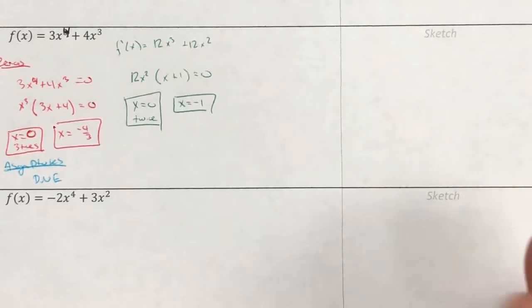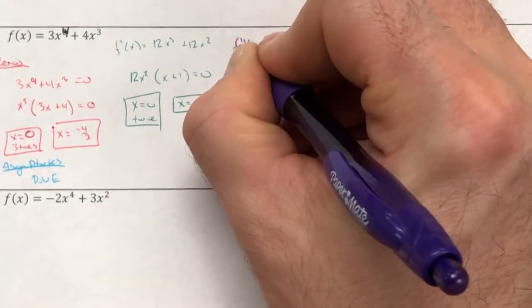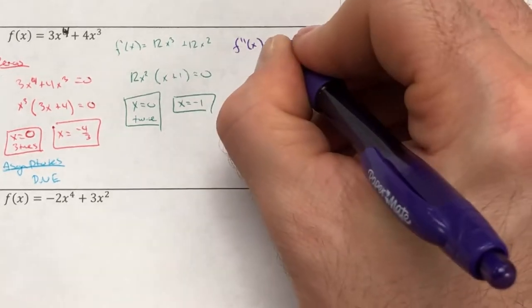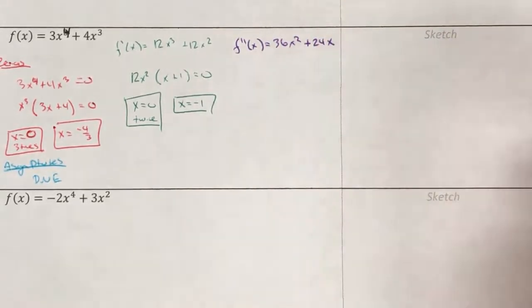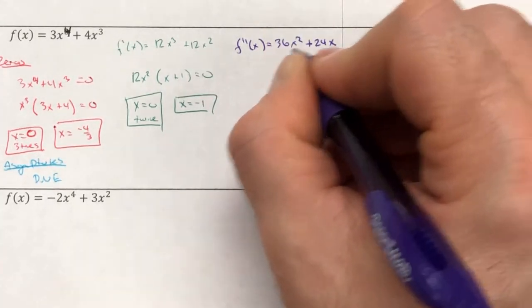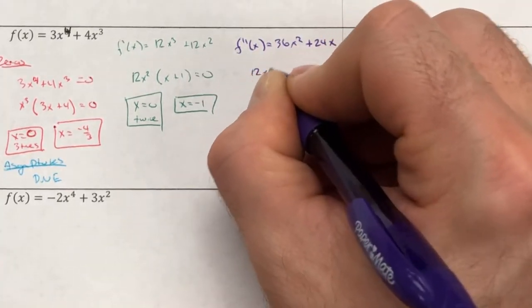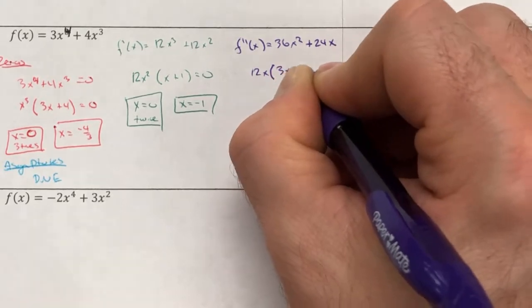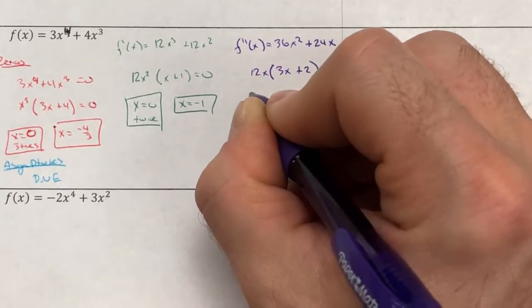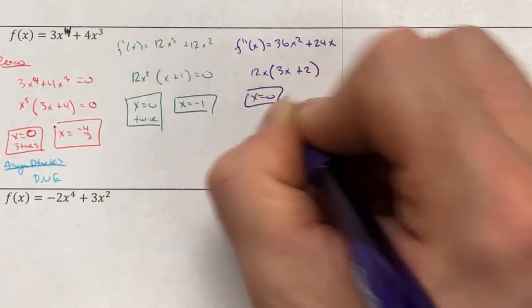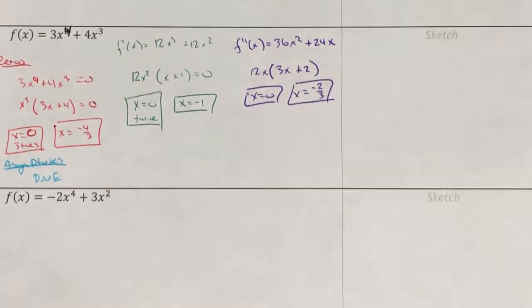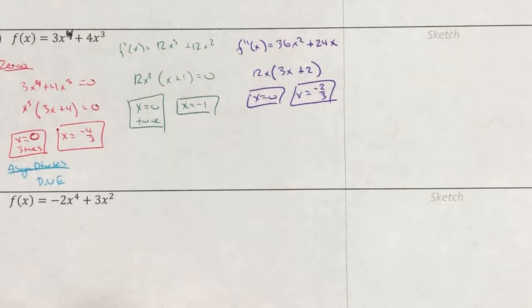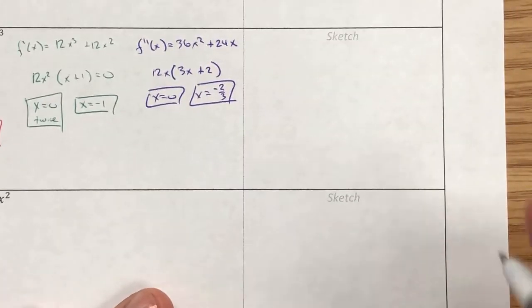And then if I take that and move on to the second derivative, so f double prime of x, let's see, that's going to be 36x squared plus 24x. So if I set that equal to 0, I'm going to factor out a 12x, which is going to give me an x equals 0 and an x equals negative 2/3. Awesome. So let's take a look at the sketch of the graph and see what's going on.